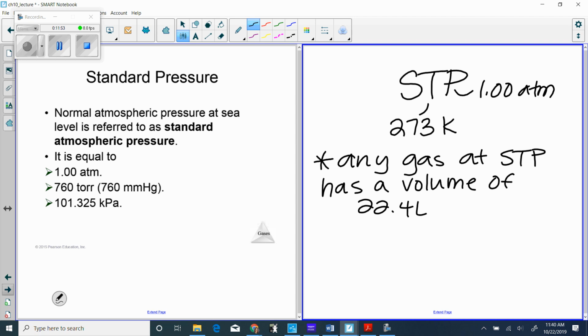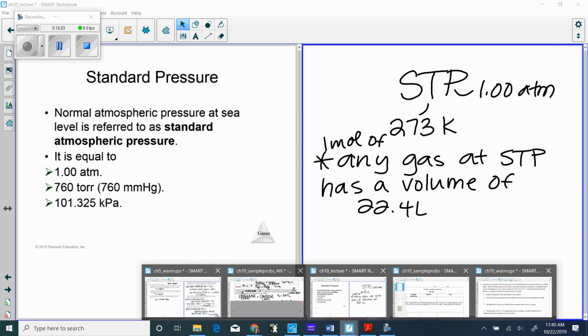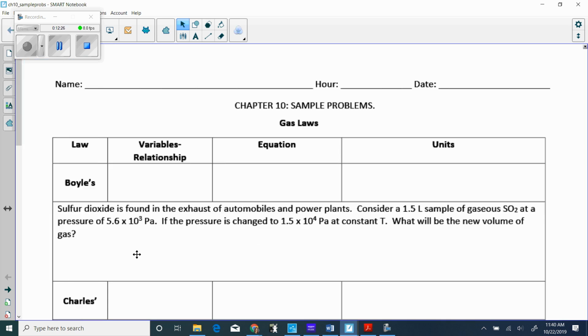So it's just a matter of what amount of gas? Any gas. 1 mole of any gas at STP is 22.4 liters. Does that mean half a mole is 11.2 liters? We are going to learn the rest in our sample problems. So go ahead and switch over to sample problems.